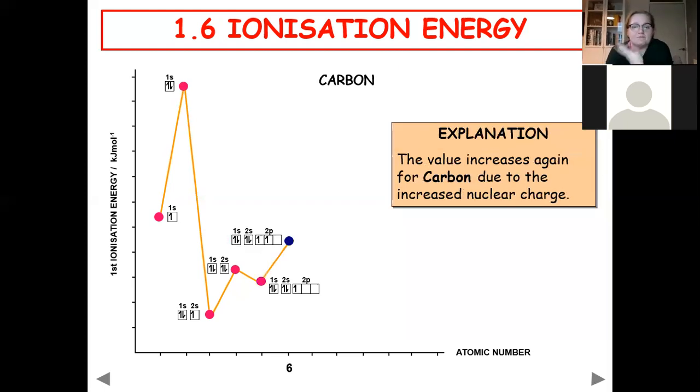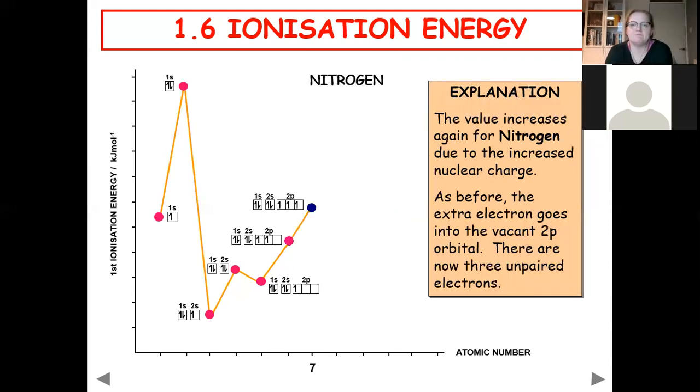And then we have carbon. Carbon goes up, the value increases again due to an increase in nuclear charge. We haven't got any additional shielding like we had for boron, because we're still in the 2p orbital. We don't have any extra distance from the nucleus, so it's just going to go up because our nuclear charge is increasing. Then we have nitrogen. It increases again because we have an increase in nuclear charge. We don't have any extra shielding, and we don't have any extra distance from the nucleus.